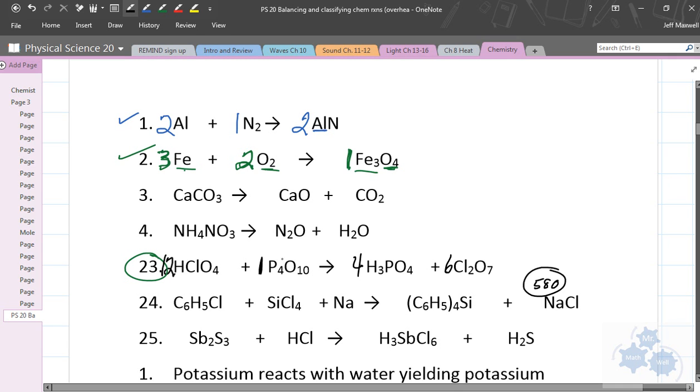So we'll double check: 12 hydrogens, 12 hydrogens, 12 chlorines, 12 chlorines, 4 phosphorus, 4 phosphorus, and then I counted the oxygens. Okay, so there you go. For 23, the ratio of coefficients here should be 12, 1, 4, 6. Okay, got that?